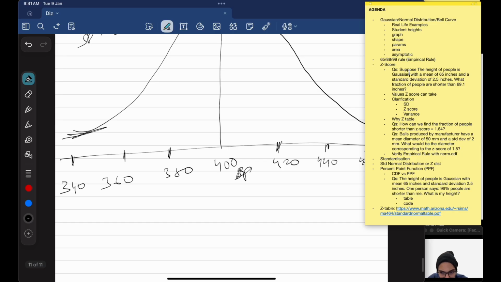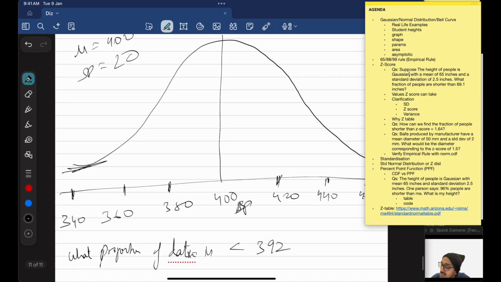Now suppose I ask a question: what proportion of data is less than, let's say, 392, right?